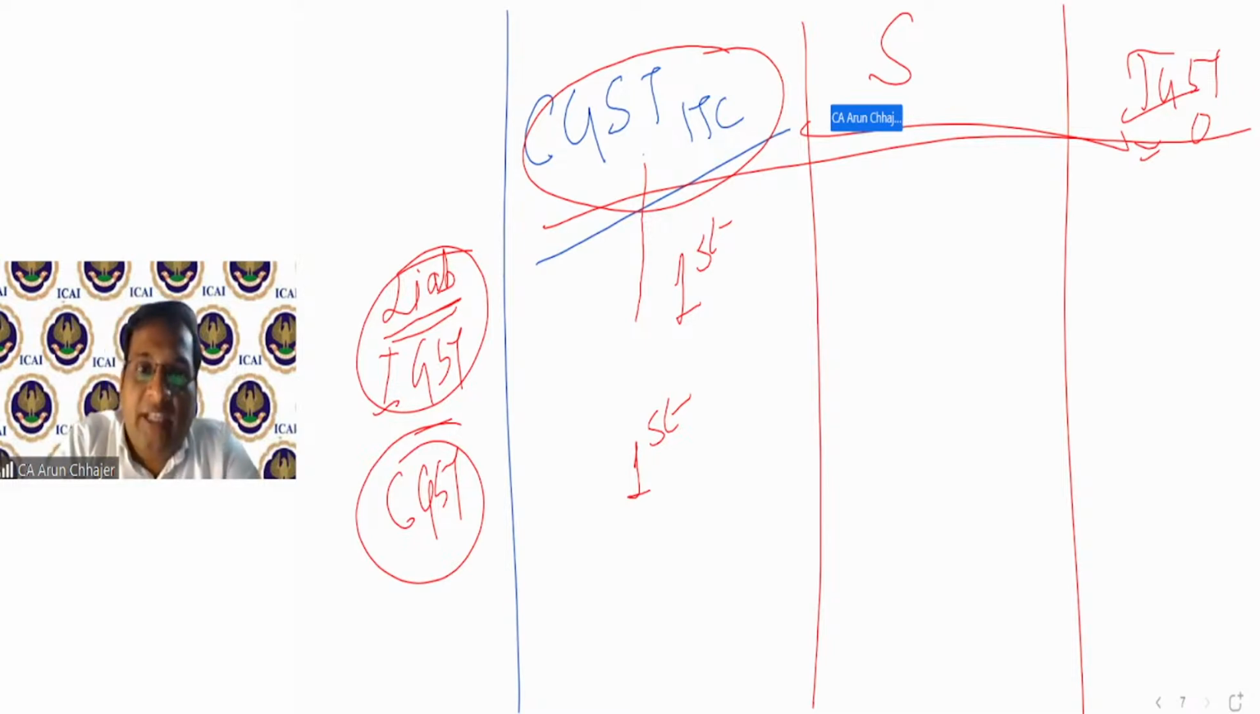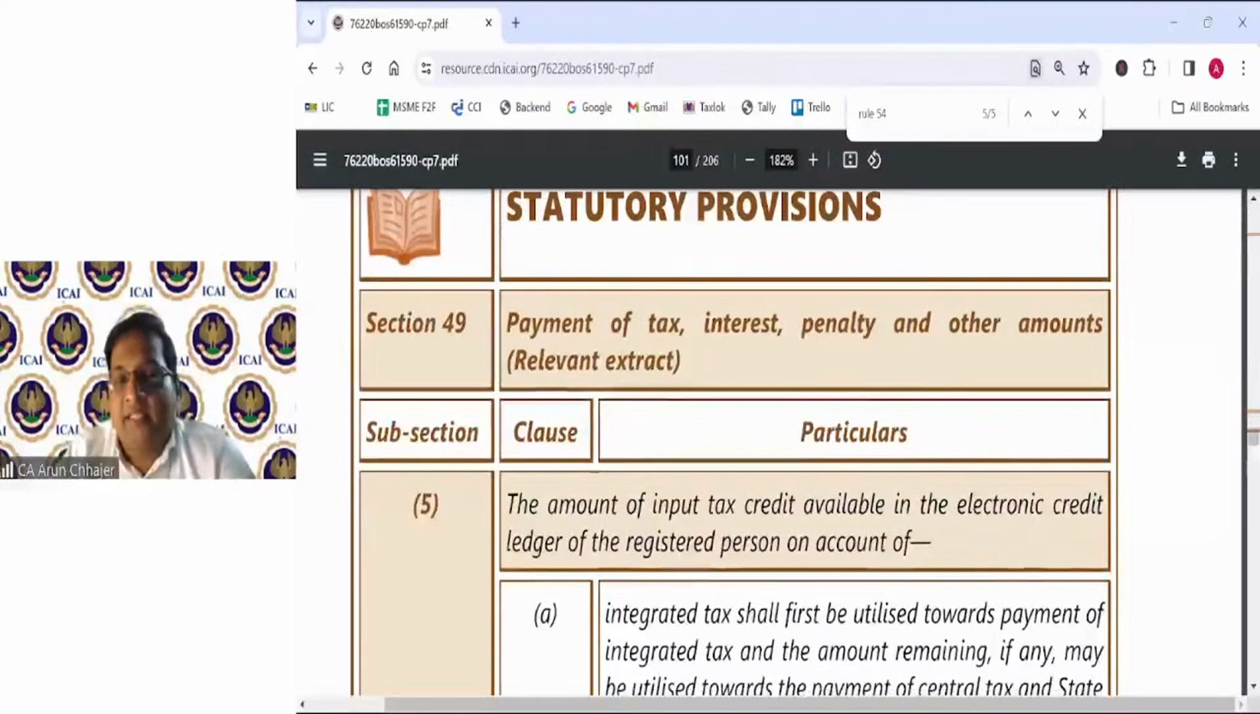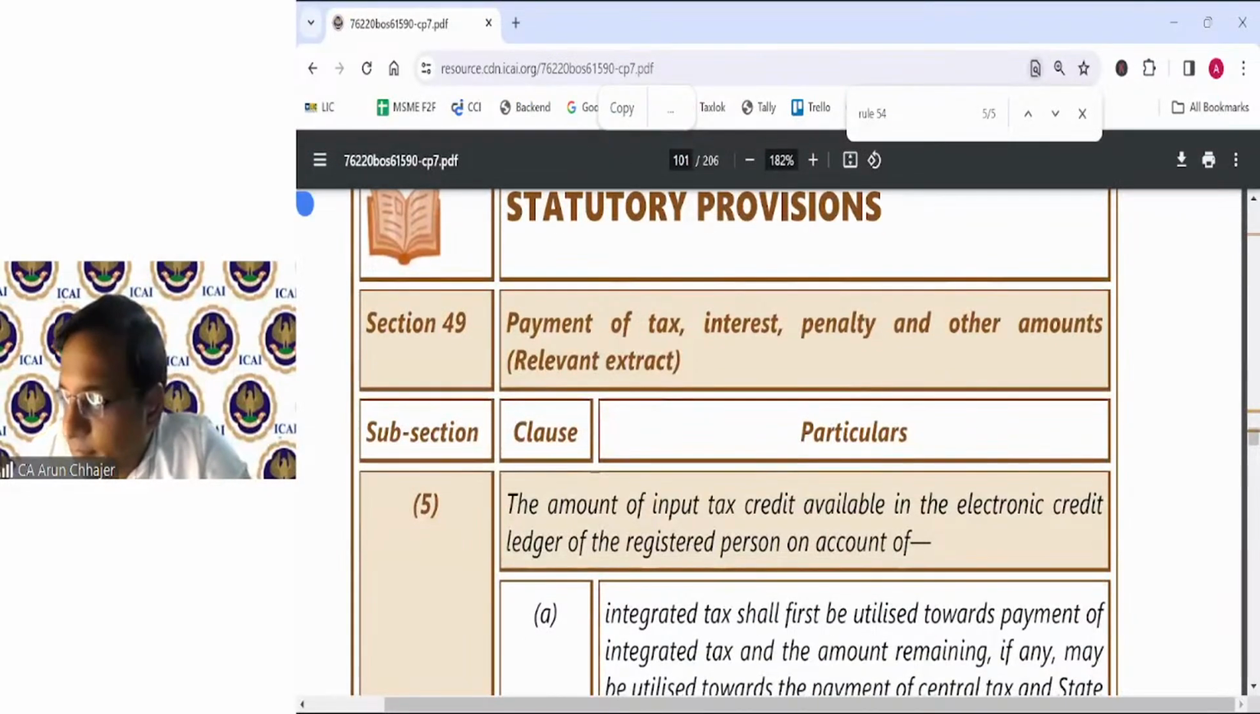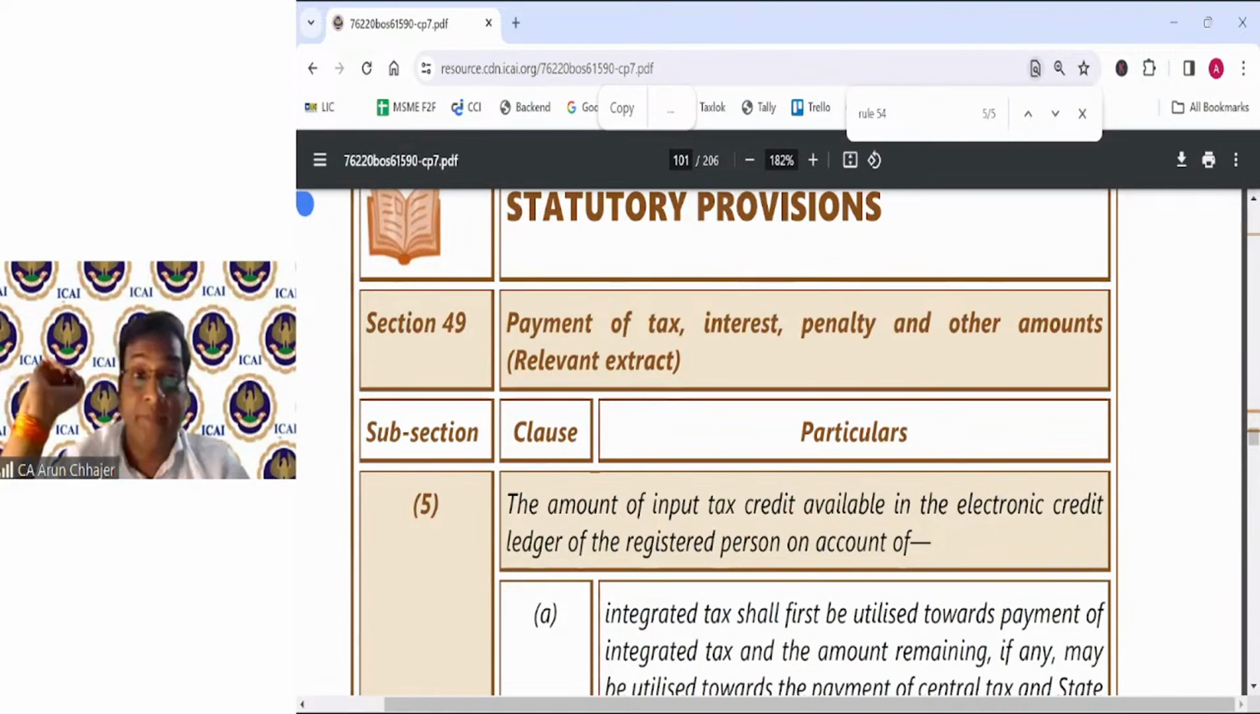किसी को कोई क्वेश्चन है तो बताएं, otherwise let me start the section 49. If you have any question, then tell me, otherwise I will start. एक मिनट में मोबाइल स्विच ऑफ कर देता हूं, गलती से चालू रह गया.